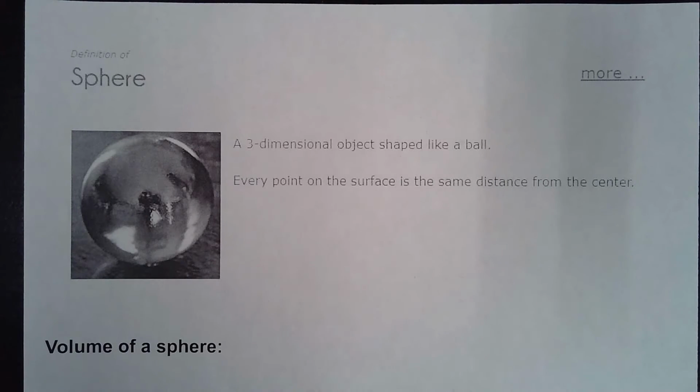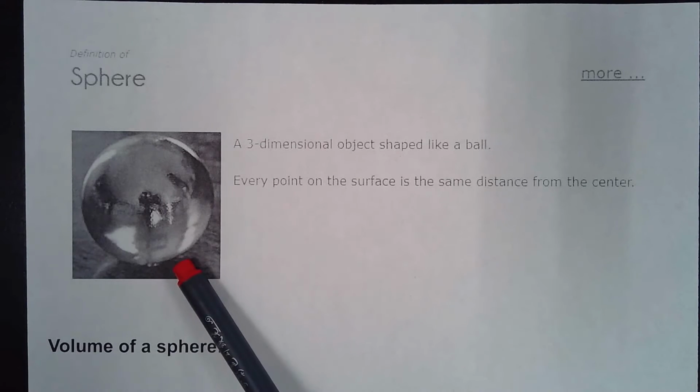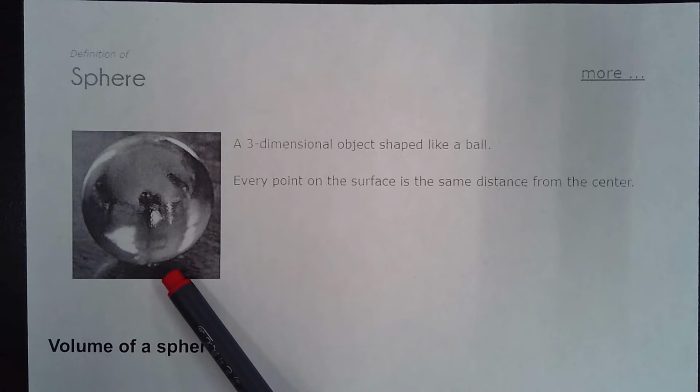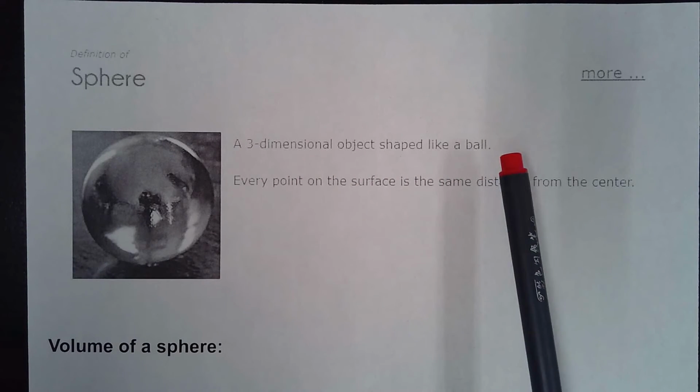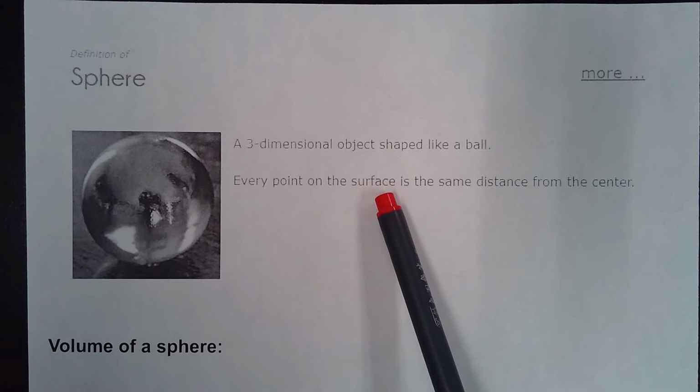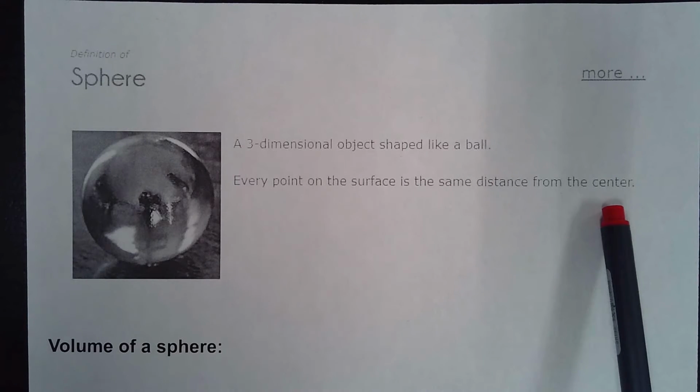Today we're going to be finding the volume of a sphere. So first of all, a sphere is basically just a ball. Any ball, a more academic name for it is a sphere. It's a three-dimensional object shaped like a ball. Every point on the surface is the same distance from the center.